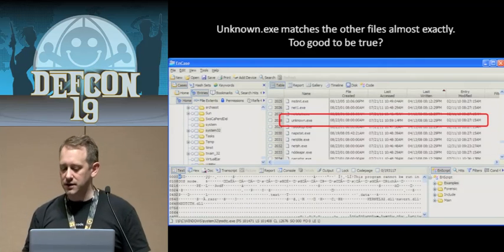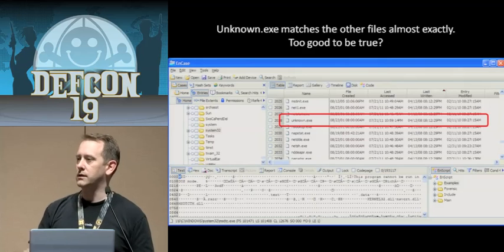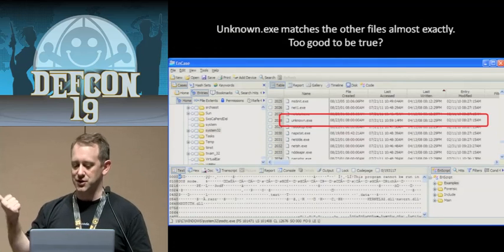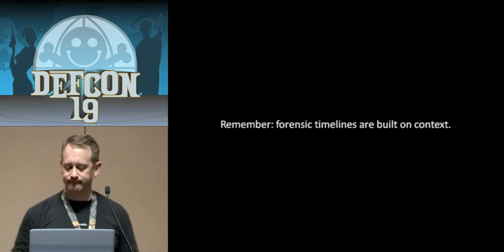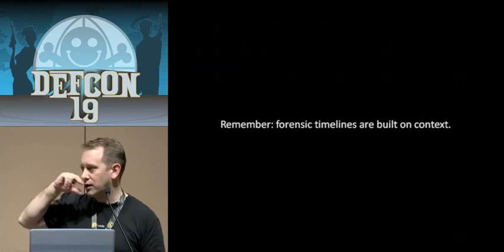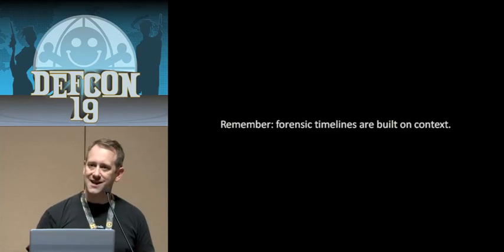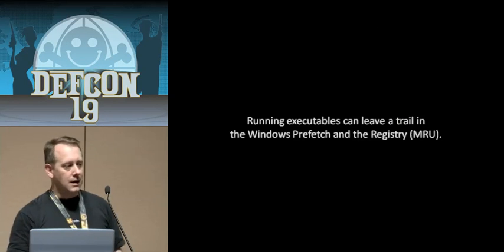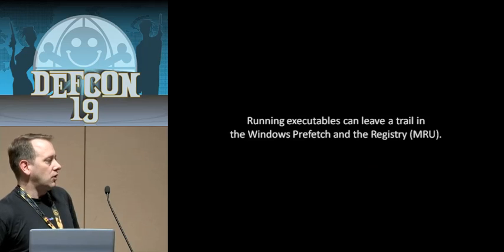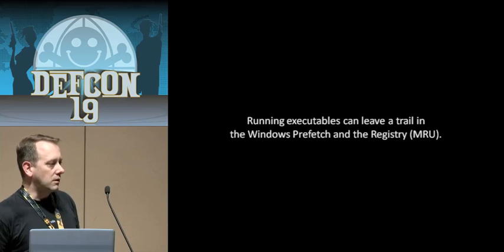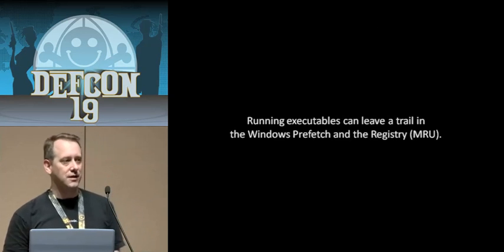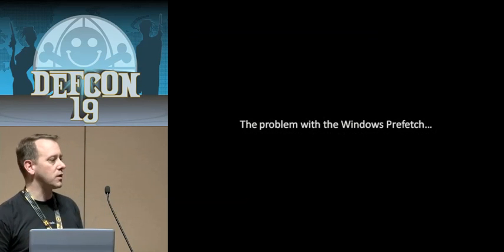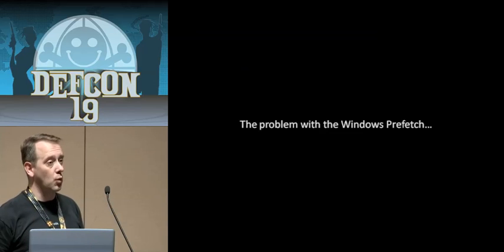Unknown.exe, the file creation date, the last written date, and the last modified date match exactly what happened on this Windows installation. Funny that the last access date's the only one that's off. So we have to remember that files, when they're analyzed, or timestamps, they are done in context. Which means if we're going to be running executables on someone's system, they're going to start leaving a trail. Time stomping doesn't fix the trail. We have problems with things like the MRU, and we have problems with the Windows prefetch.